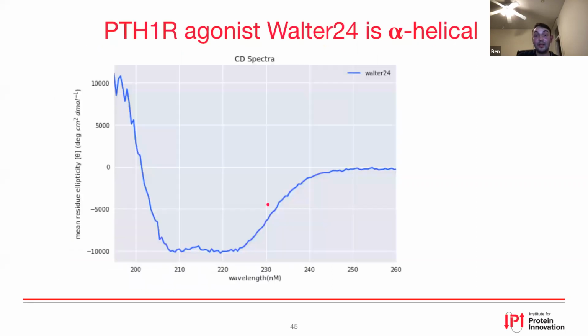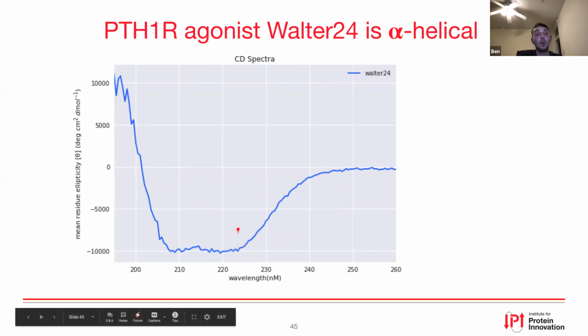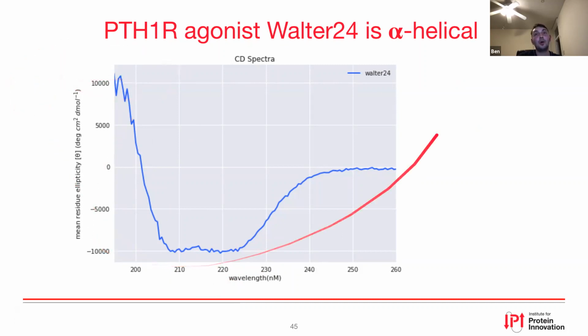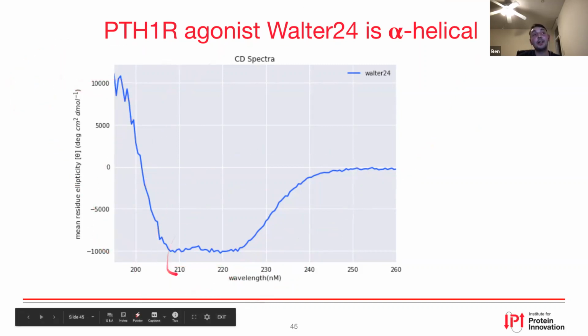Lastly, what I did is I just looked at the secondary structure. So I'm showing you here a CD spectra. We can see the secondary structure, and alpha helical signals usually have minima at 222 and 208 nanometers with a maxima at 195. So our water 24 is definitely helical in the CD spectra.